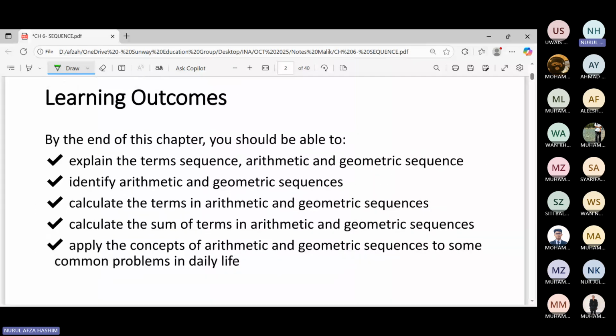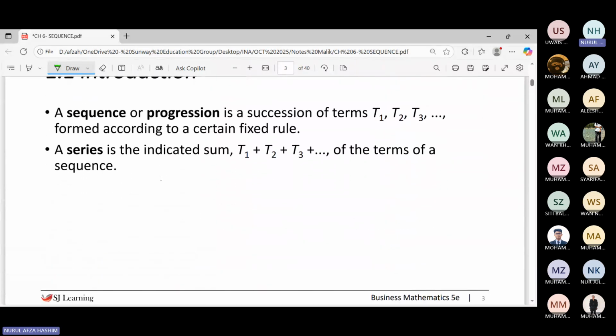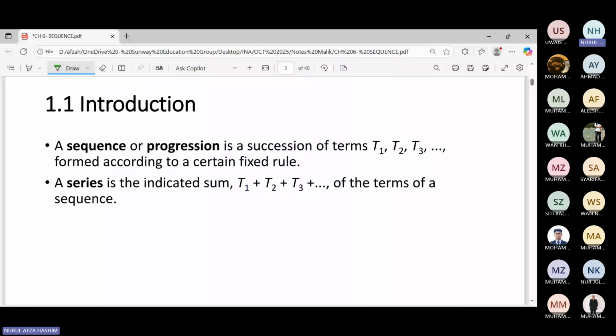Okay, this is the linear outcome. You can read this one. In the sequence I just told you, you have T1, T2, T3. So just now, what is your sequence? Just now it's a 7. We are using arithmetic. The first is 7, then 7 plus 4 is 11, then 15, then 19, then 23.